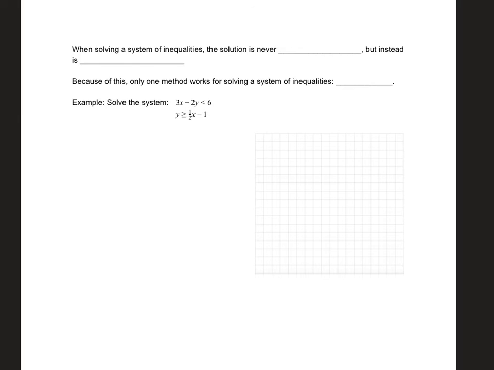Now, when you're solving a system of inequalities, the solution is never a single point, but instead is a range of points. So what we're looking for here is not a single answer, but something that represents an infinite number of points all kind of landing in the same range. Because of this, only one method is going to work for solving a system of inequalities, and that's graphing. In fact, when I ask you to solve a system of inequalities, the answer is the graph, and I'll show you what I mean by that.